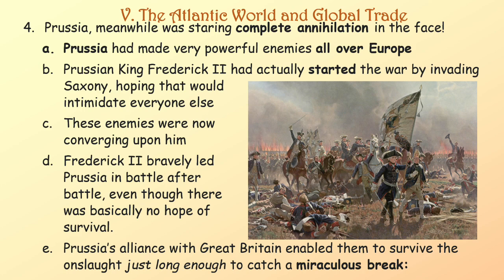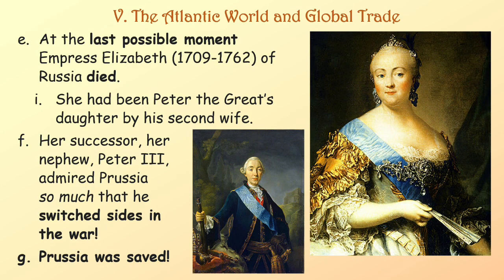Frederick II bravely led Prussia in battle after battle, even though there was basically no hope of survival. And Prussia's alliance with Great Britain enabled them to survive the onslaught just long enough to catch a miraculous break. At the last possible moment, Empress Elizabeth of Russia (1709 to 1762) died. She had been Peter the Great's daughter by his second wife. And her successor, her nephew, Peter III, admired Prussia so much that he switched sides in the middle of the war, just as Prussia was about to go down, and Prussia was saved.